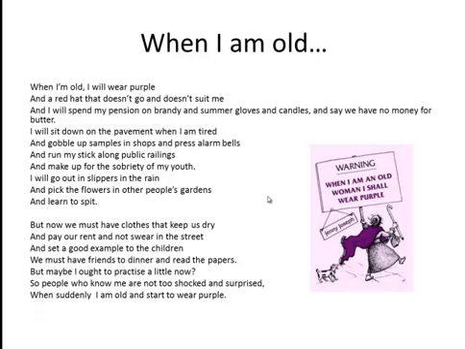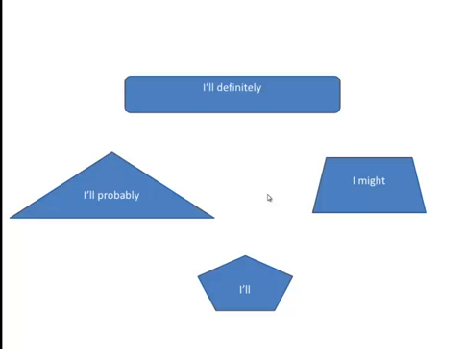So when we looked at this poem, we talked about what they would do when they were old, and I got them in pairs writing their own poems. Clearly they didn't have to rhyme, this one doesn't, and thinking about what they will do when they are old. The language that I also included here was this sort of thing. So we looked at I'll definitely, I'll probably, I might, I'll, and I got them to arrange these in order of the likelihood of these things happening.